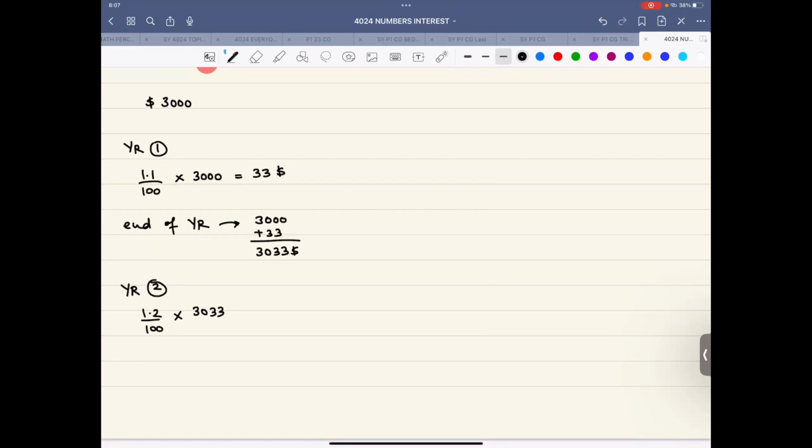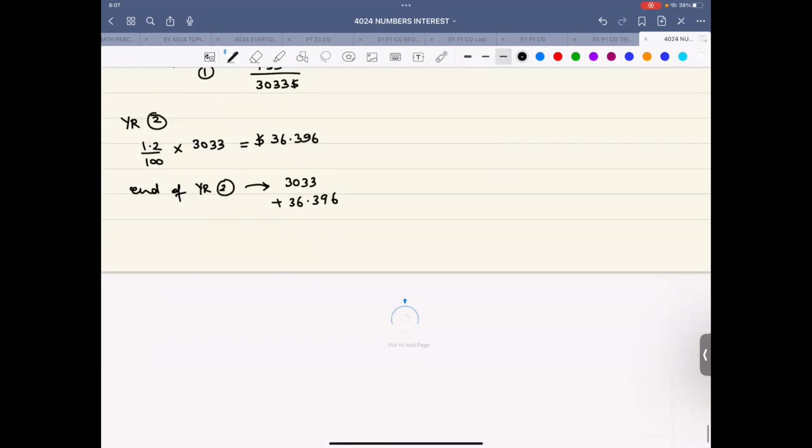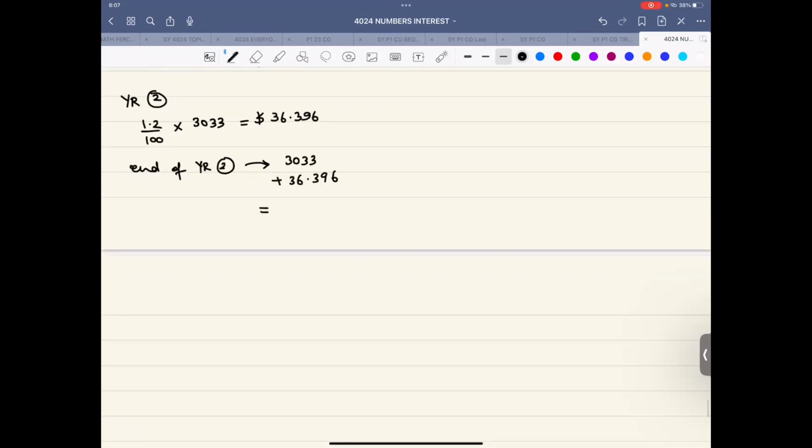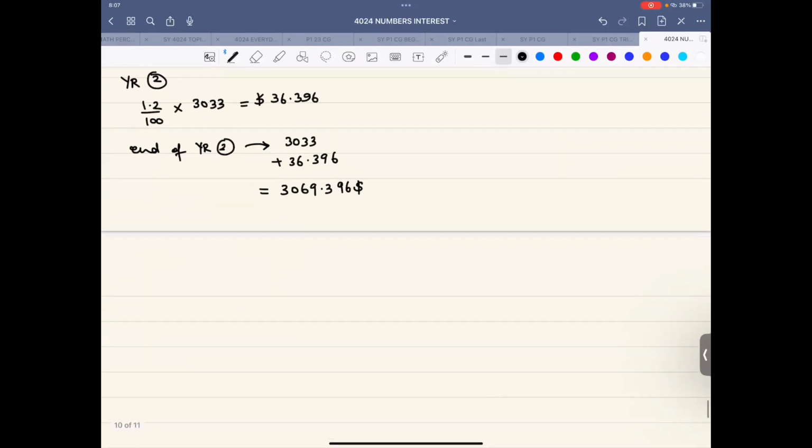Now, this is a paper 1 question. This is coming out to be $36.396. Therefore, end of year 2, that is year 1 over here, this is year 2. That is 3,033 plus 36.396. Let me add it. This comes out to be $3,069.396. Don't worry about accuracy. I'm just using the exact value.